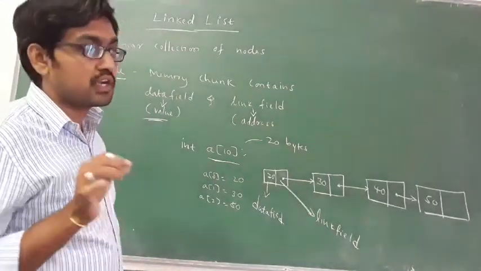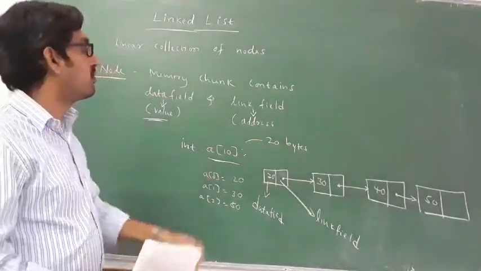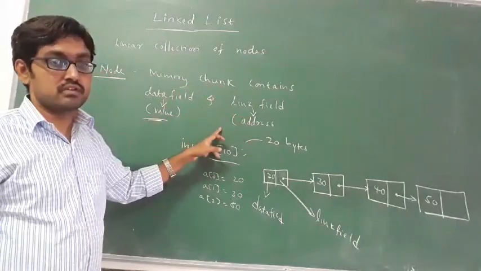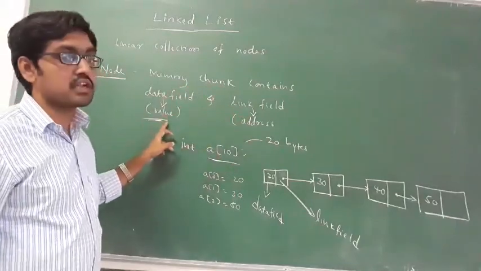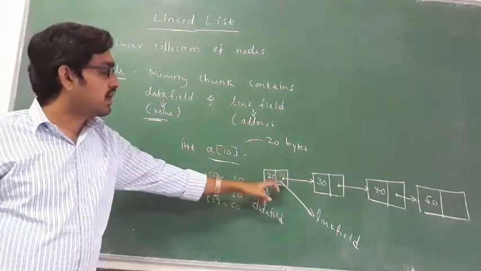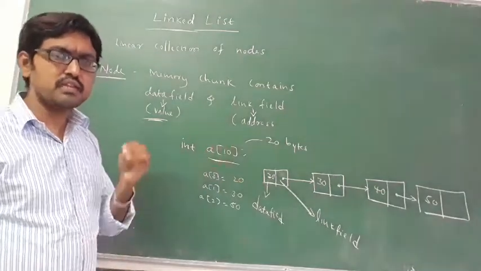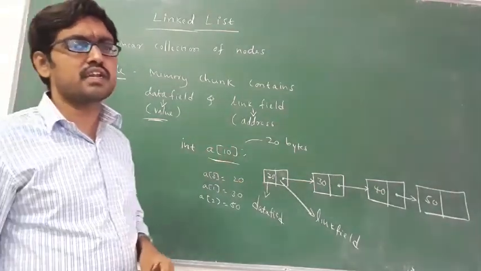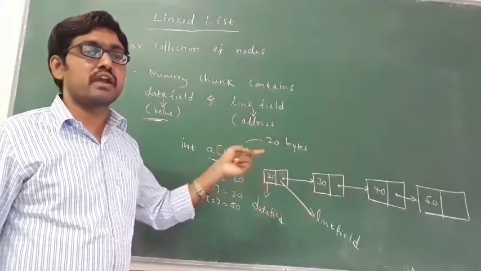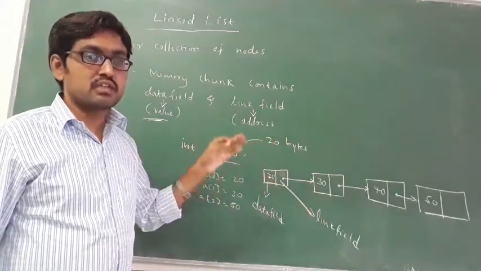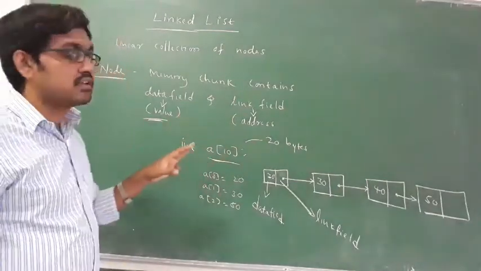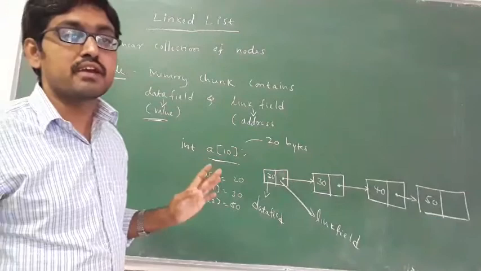Then what is a node? A node is nothing but a memory chunk containing a data field and a link field. Data field means it contains information or value. The link field contains the address. What is in the address? The address holds the value of the next node, the address of the next node. Got it? This you have to remember. Okay, this is a small introduction of a linked list.